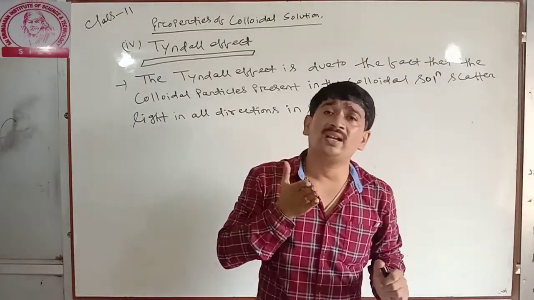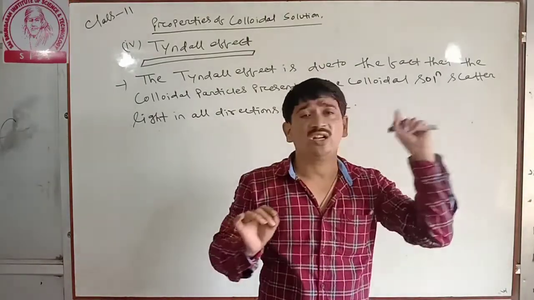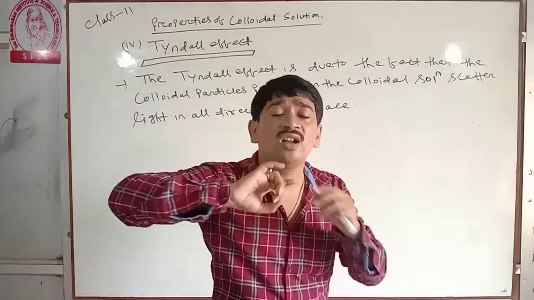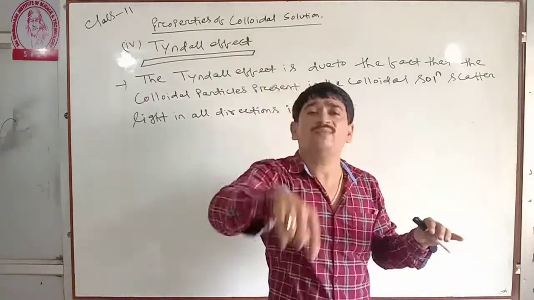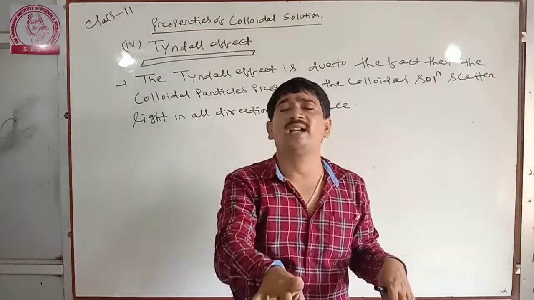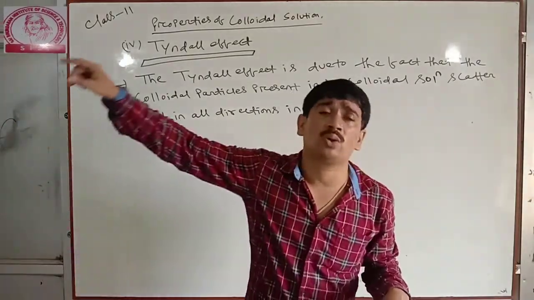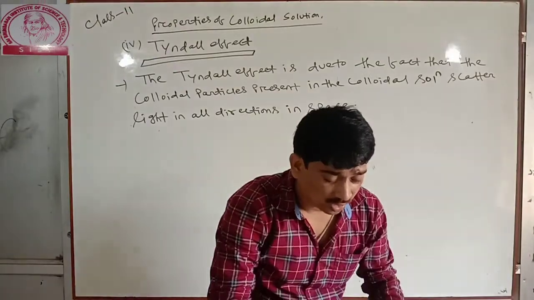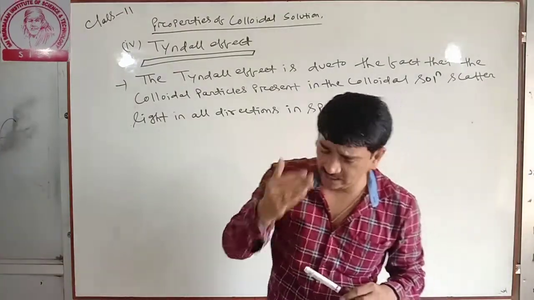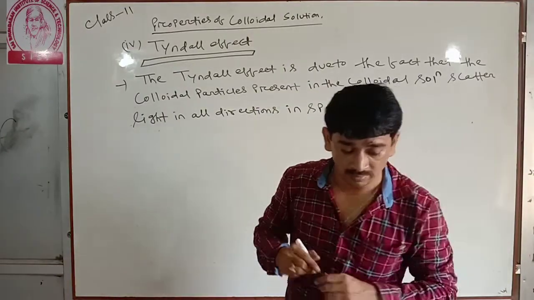When you enter a semi-darkened room or darkened room and slightly open the window, a bright cone of light is observed. That is the Tyndall cone. This effect is called the Tyndall effect, because you observe this light perpendicular to the Tyndall cone. So the example is the visibility of dust particles in a semi-darkened room when a beam of sunlight enters.